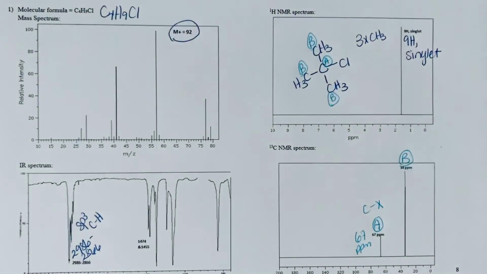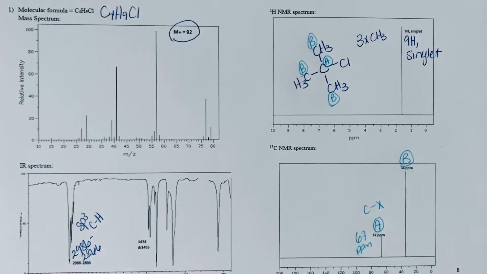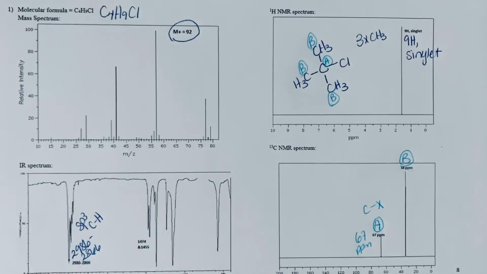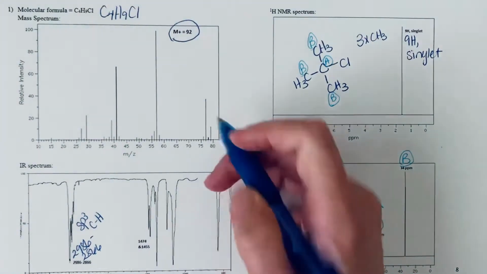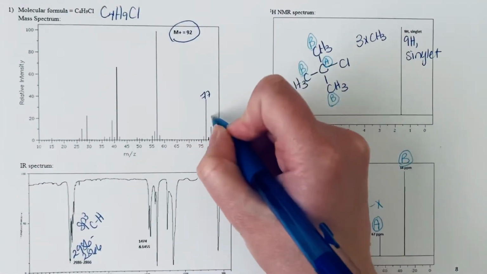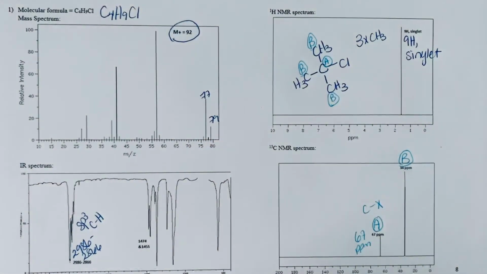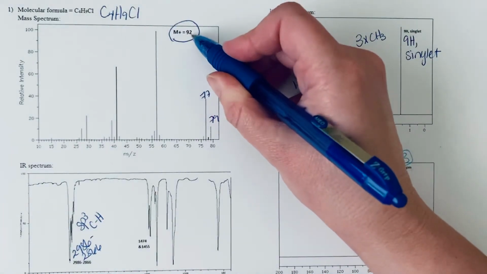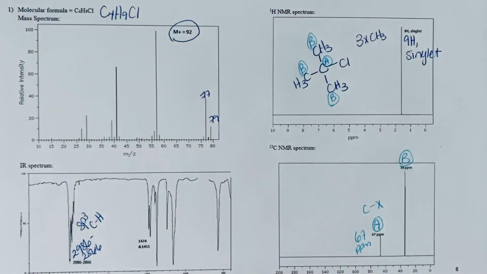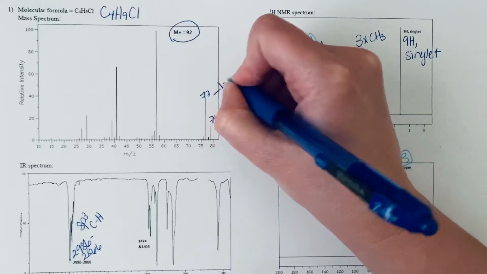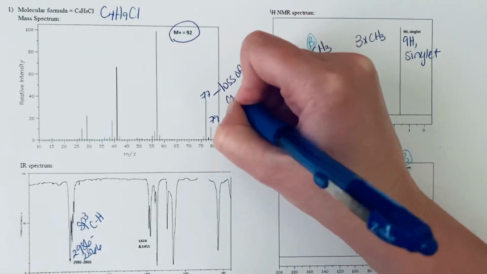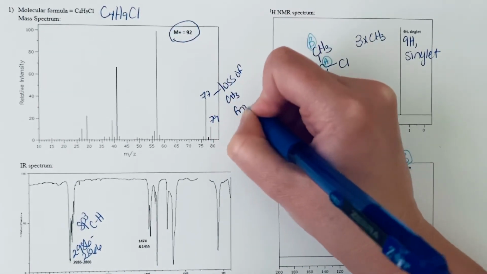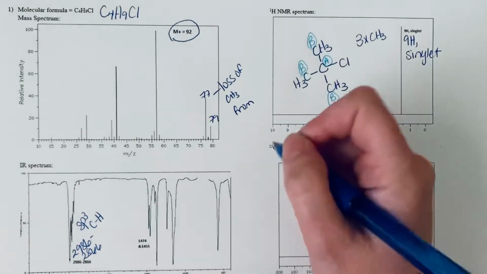Oftentimes when you're given the molecular ion peak, that's because it's not showing up, and that's not unusual for an alkyl halide. Their molecular ions are not particularly stable. So we're seeing fragments here, 77 and 79. The difference between 92 and 77 is the loss of a methyl group, so that's a loss of CH3 from your molecular ion. And that makes sense.